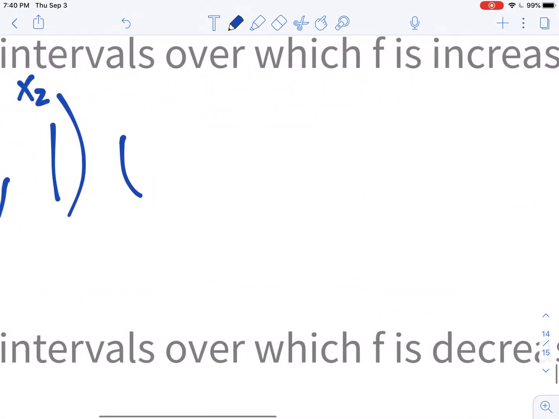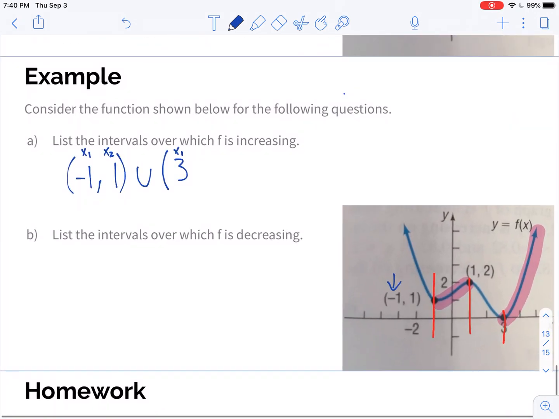I have to put a union because it breaks for a bit and it doesn't increase. And then it starts suddenly increasing again at that x value of 3. That's an x1. The arrows of this graph indicate that it will never stop increasing at this point. It goes up and up and up.